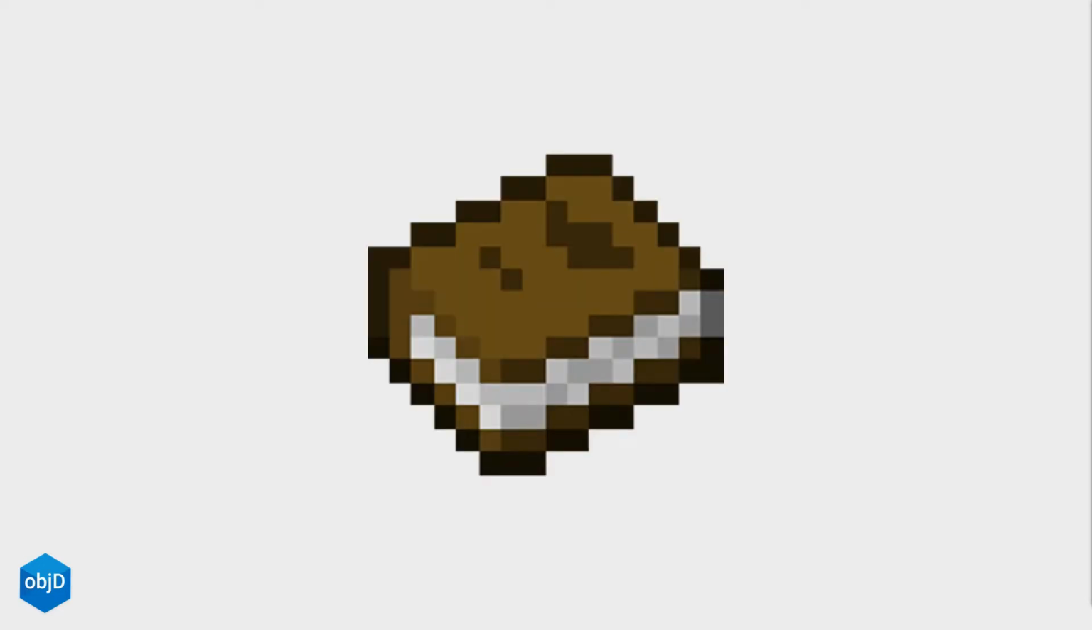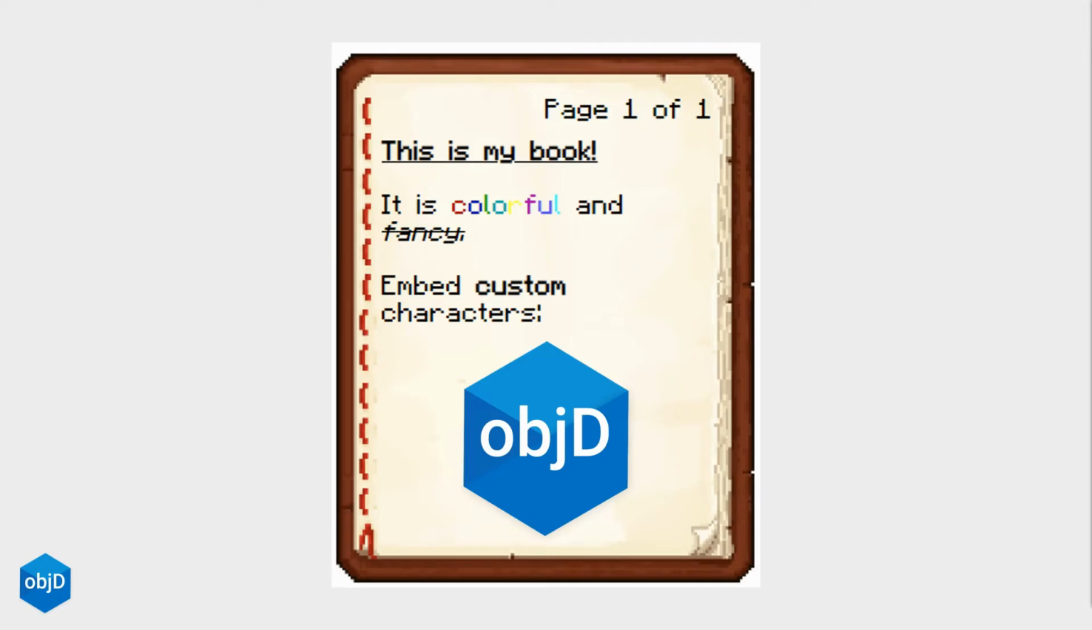So last time we already discovered text and the title widget. But we left out one thing, and that is books. Here we also have all kinds of styling and events, but multiple pages as well. objD has a custom built generator just for books with the Item.Book widget. So let's take a look at this along with spacing and custom characters.